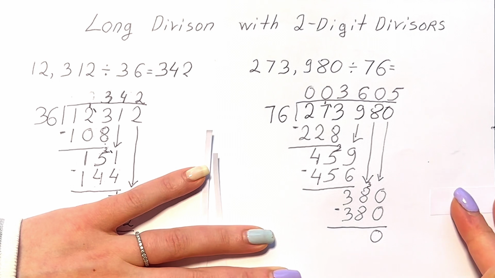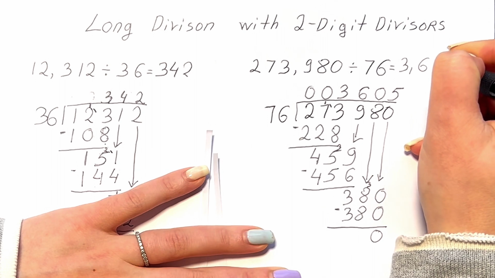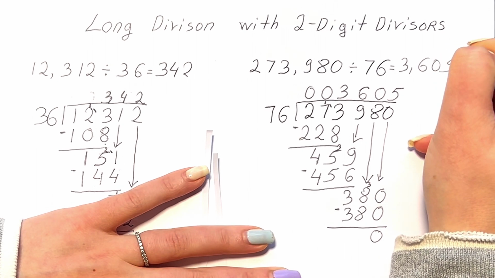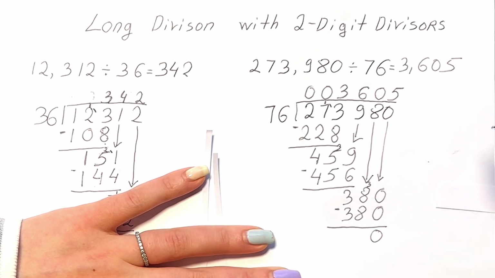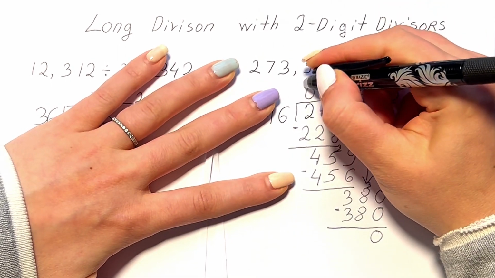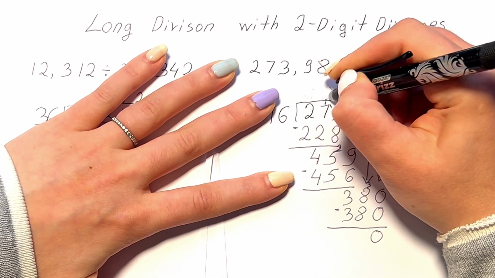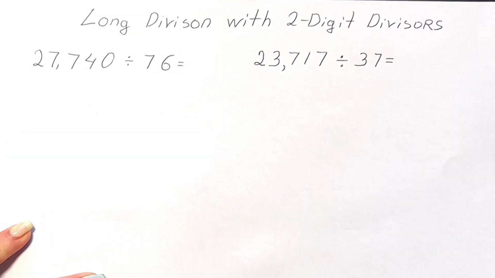So 273,980 divided by 76 is equal to 3,605. I'm gonna erase the zeros in the front of our answer because you know the number cannot start with the 0. Let's try another example.